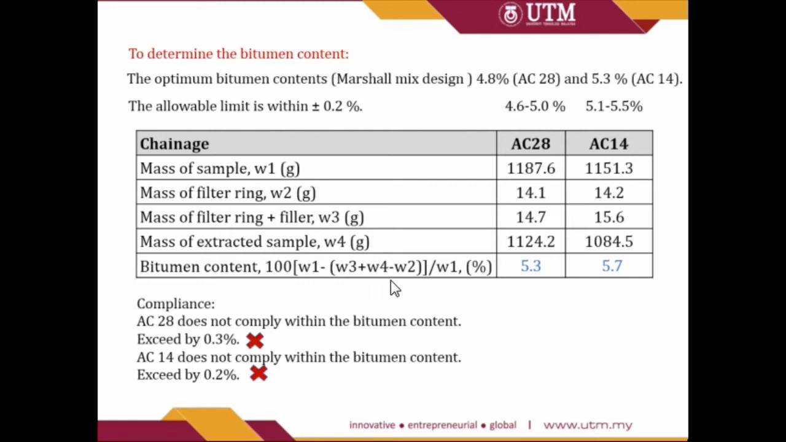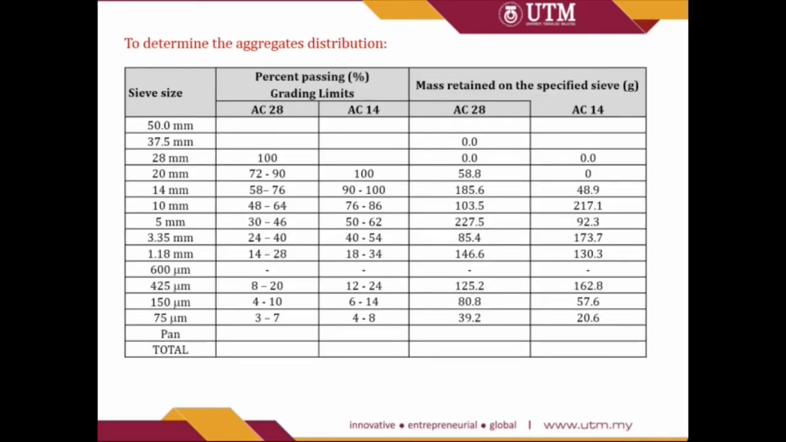From the calculation using the formula given in the table, the bitumen content obtained for binder course is 5.3%, and the bitumen content for wearing course is 5.7%. Both exceed the allowable limit. As a conclusion, the bitumen content used is higher than the specification, and too much bitumen is not good for the pavement, as this can cause the potential of bleeding problem.